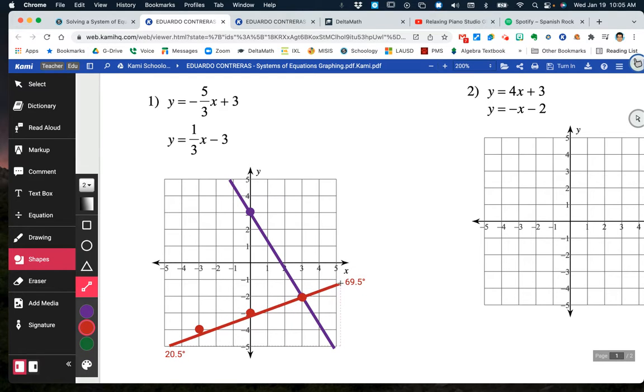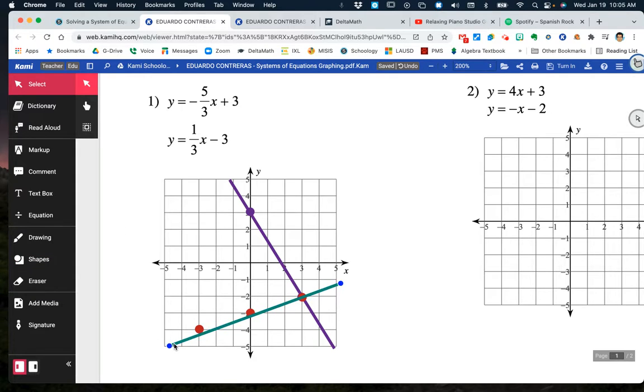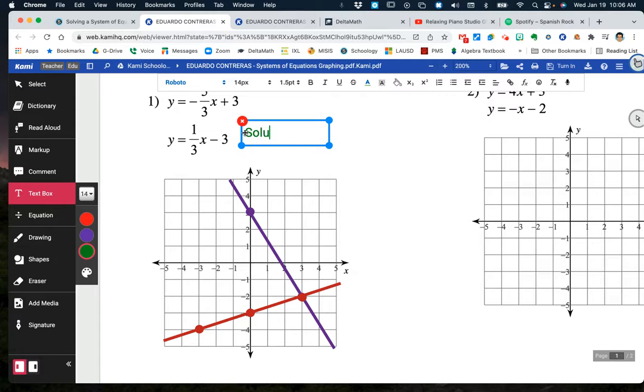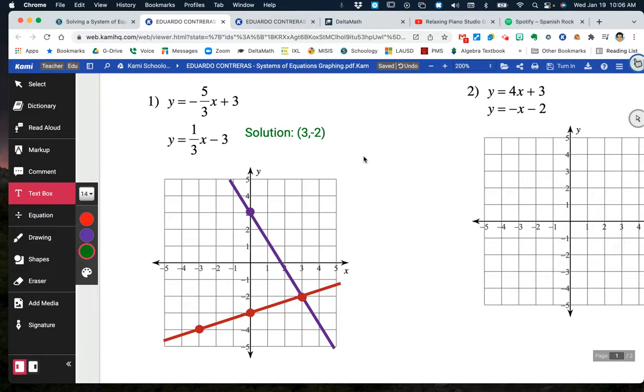Wow. I got to fine tune this line a little. I go to select and grab one end and then just kind of wiggle, wiggle, wiggle. So it looks a little neater. There, that's better. Okay. So what's my solution, guys? What are the XY numbers for the solution? 3, -2. So let's write that in the text box or make a text box. Solution. Parentheses 3, comma, -2. Boom. We're done with number 1.